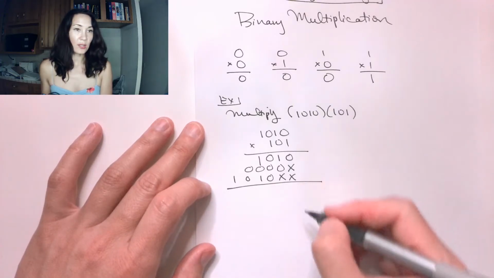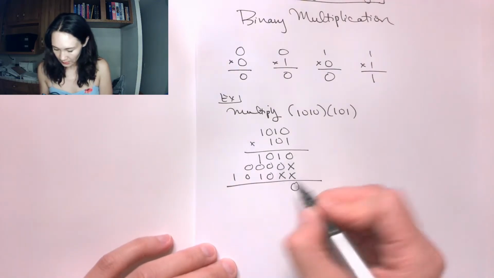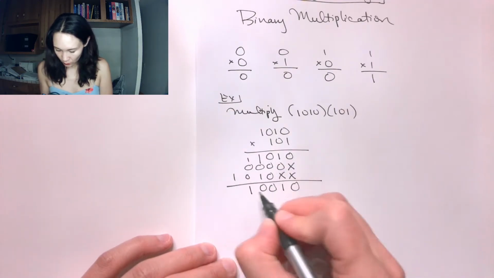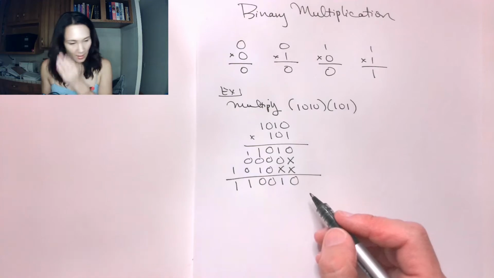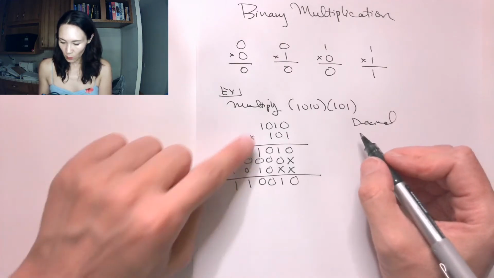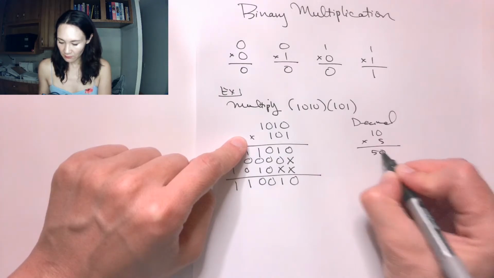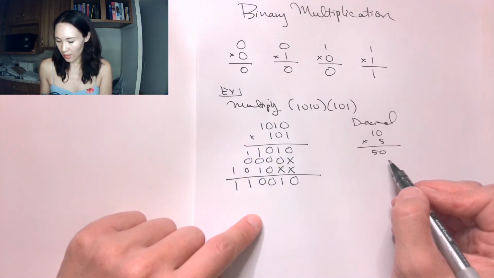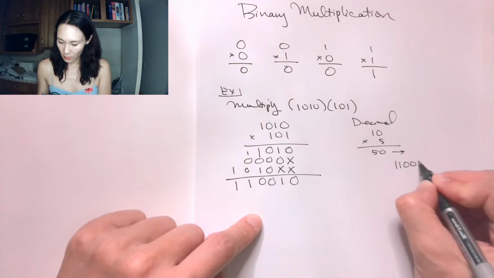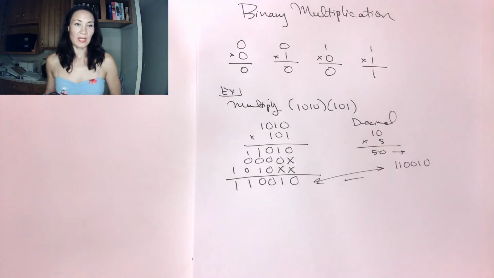Now at this point I just add straight down. So this is 0, 1 plus 0 is 1, 0, 1 plus 1 is 0, carry the 1, this is 1, and this is 1. So here's my result. I can check this in decimal. In decimal, 1010 is 10, and 101 is 5, so I expect this to be 50. If you put 50 into a decimal to binary converter, you will get 110010, which is indeed what we got using this method for binary multiplication.